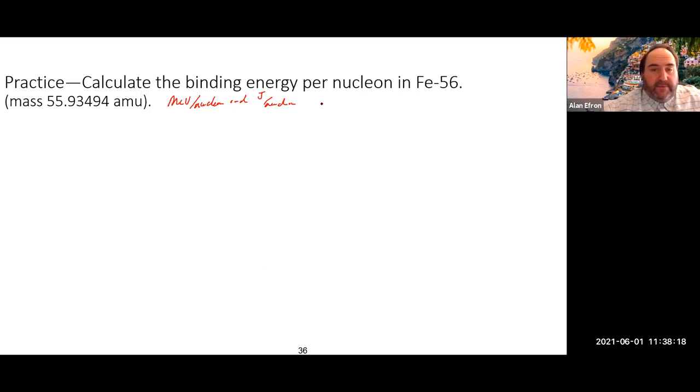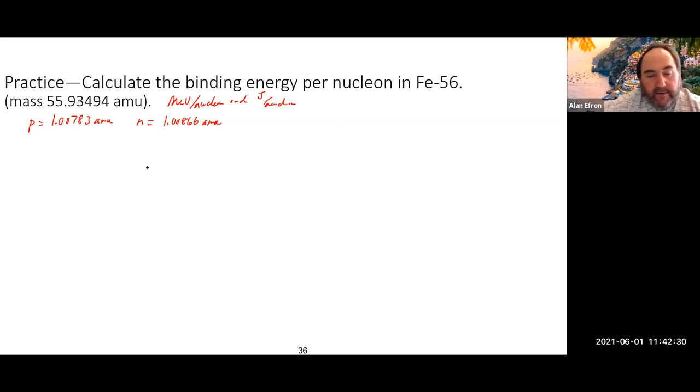A couple of those numbers we used before: we have our proton at 1.00783 AMU and our neutron at 1.00866 AMU. Take a few minutes, see what you come up with, and then we will discuss. So let's take a look here.